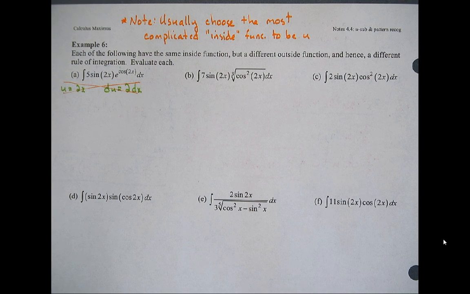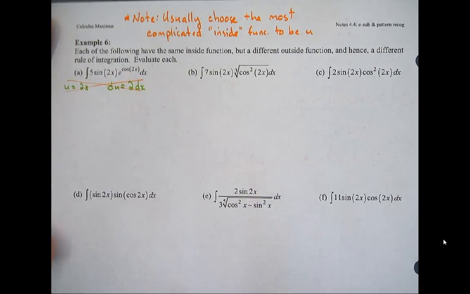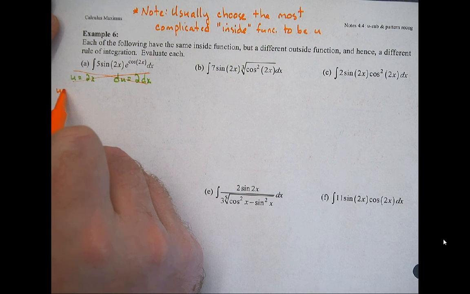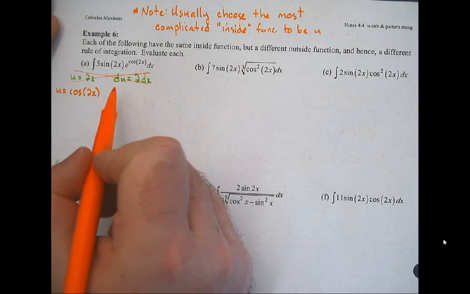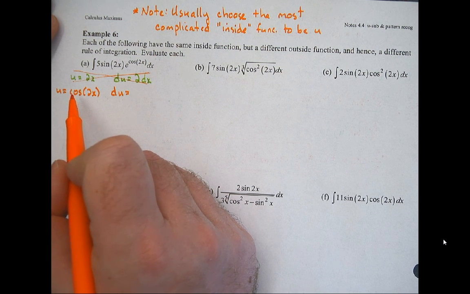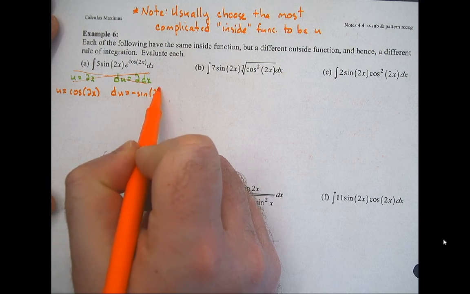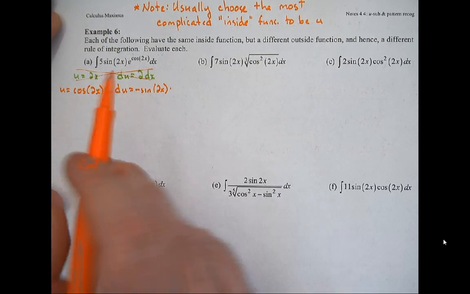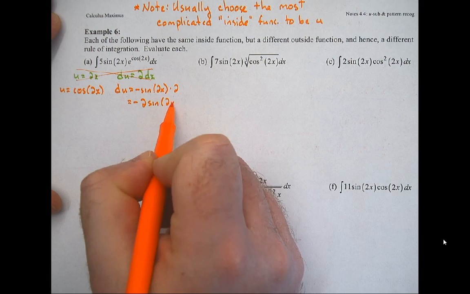So I'm going to give you a second, see if you can identify what other function is inside another function. Well, hopefully you saw this isn't really inside anything. That's inside of e to the. So I'm going to now choose u to be cosine of 2x. That means du is going to be, what's the derivative of cosine? It's negative sine of 2x, times, because this is a chain, times 2, which equals negative 2 sine of 2x.